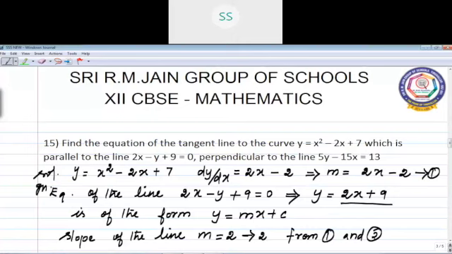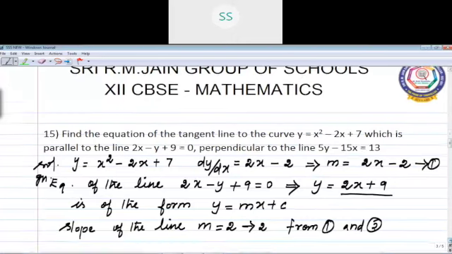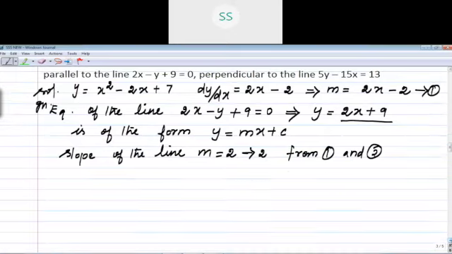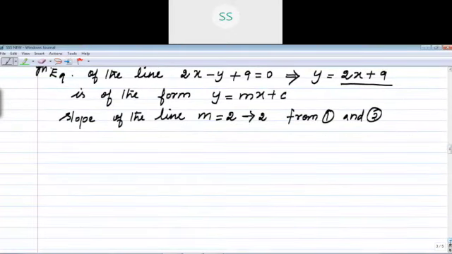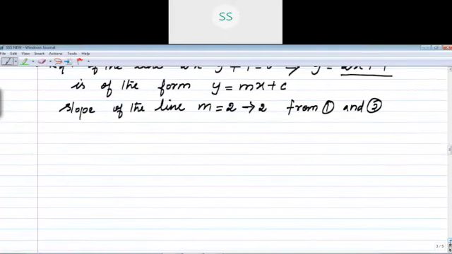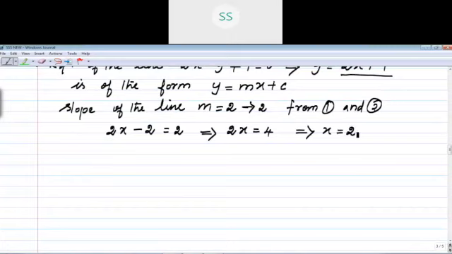Anyone, you have to participate, right? Yeah, very good. 2x minus 2 equal to what? 2x minus 2 equal to 2. That's it, right? From 1 and 2, 2x minus 2 equal to 2, which implies 2x equal to 4, which implies x is equal to 2.